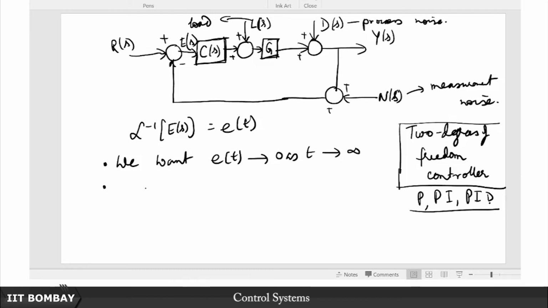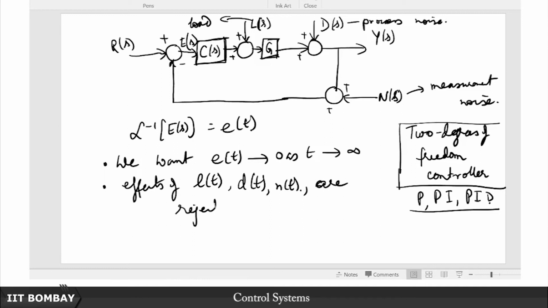The second demand is that the effects of L(t), which is basically the Laplace inverse of L(s), the load disturbance, the process noise, and n(t), are rejected soon enough. So these do not have a significant impact on our system. That is our goal. These are nice ambitious goals to set for ourselves while designing controllers.